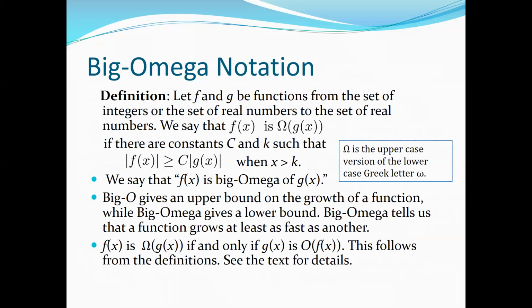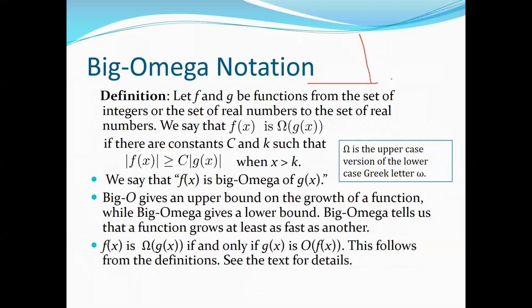Now big omega. Big O was the upper bound, right? Sorry, I mean the function remains lower than this g(x). Big O always gives the upper bound. Big omega gives the lower bound of the function.